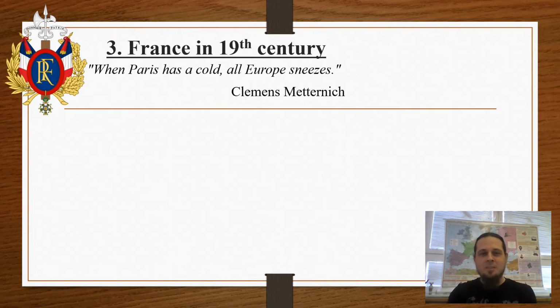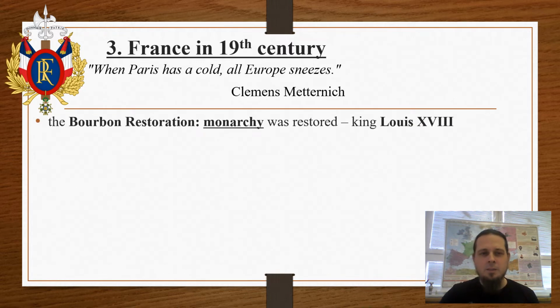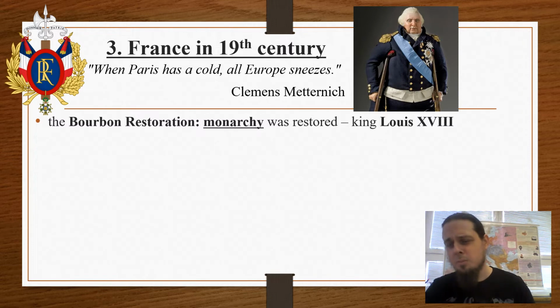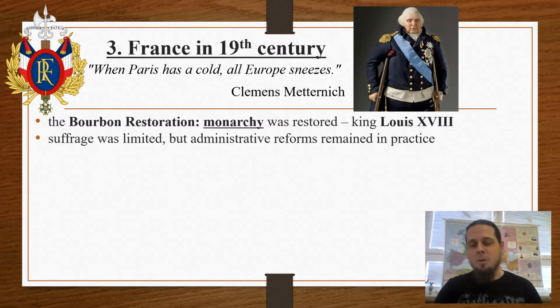Okay, for France in the 19th century, just a fast revision, because the previous video came to 1830. The point about France in the 19th century is what Klemens Metternich called it: when Paris sneezes, all Europe sneezes. Despite the Bourbon Restoration bringing King Louis XVIII to the throne, a descendant of Louis XVI, you may try things that are old-fashioned, the ancien régime, and they may work, but they did not.